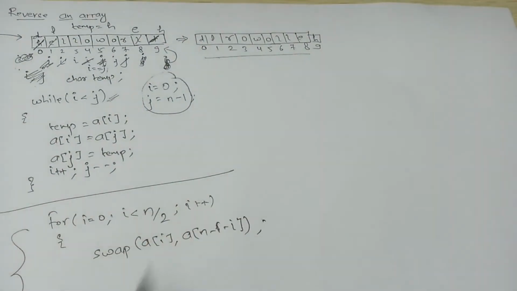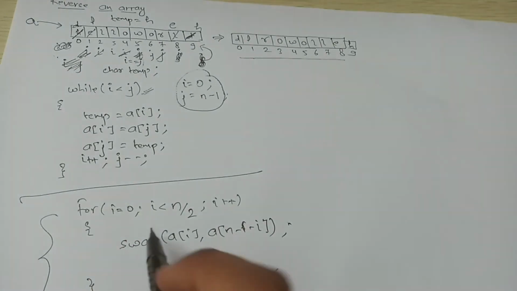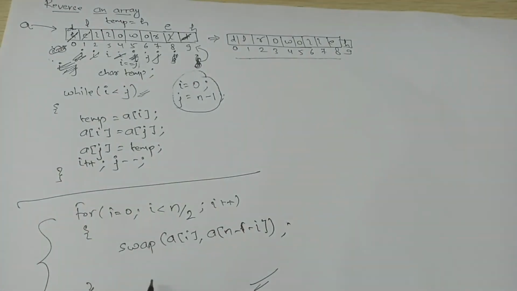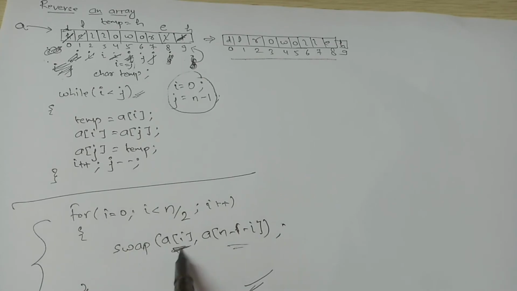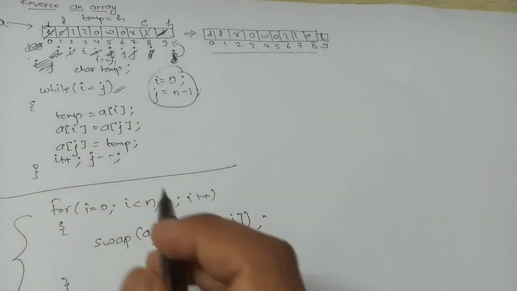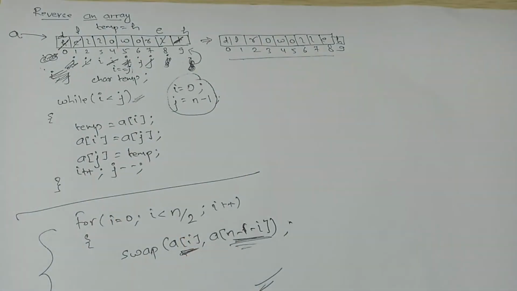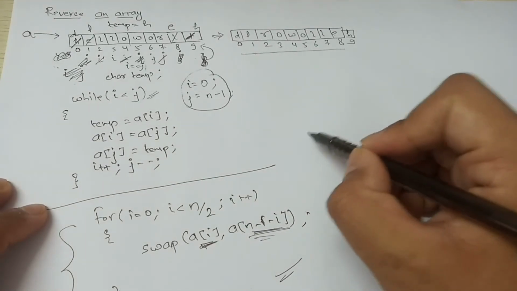You can use this method also, which is nothing but running the for loop until half of the length of the array, swapping the starting position with the last position, and next time i increments, then a of i will be the next position and this will be the second last position, and this way this for loop will help in reversing the array. I hope this is very clear to you. The time complexity for this will be order of n.